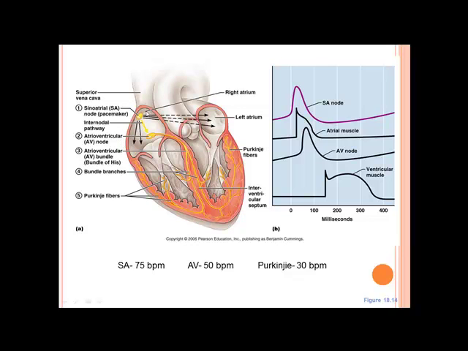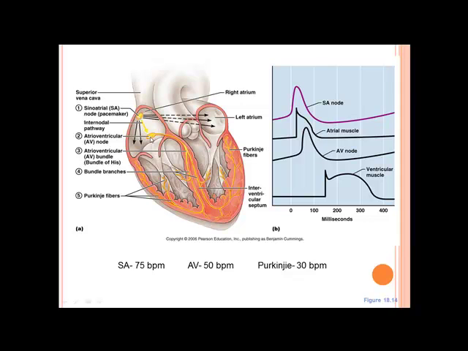It's going to have the SA node. It's going to have the AV node, the AV bundle, aka the bundle of His, the bundle branches, which turn into the Purkinje fibers. So I want you to be able to follow that flow: SA node, AV bundle, bundle branches, Purkinje fibers. Your SA node is going to be your primary pacemaker, and that will set your heart rate at 75 beats per minute. So 75 times per minute, the SA node fires.